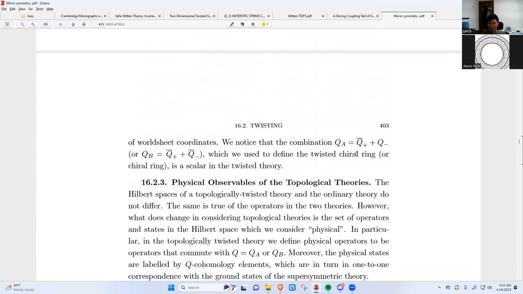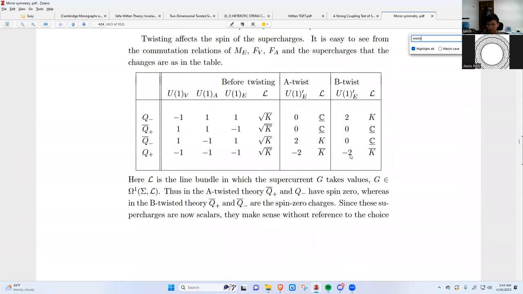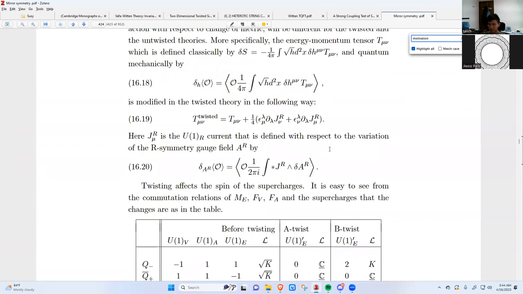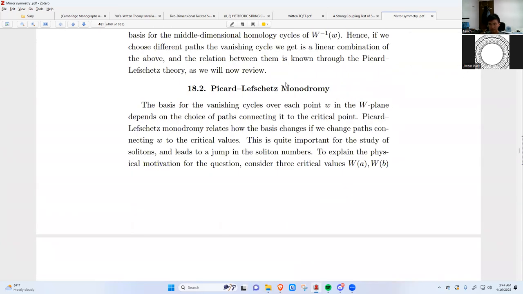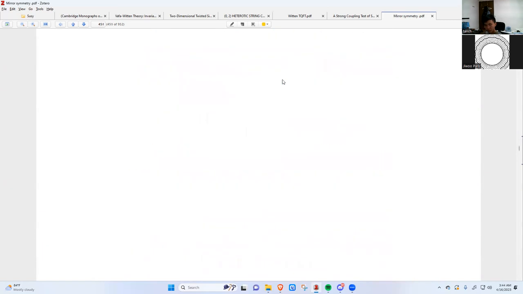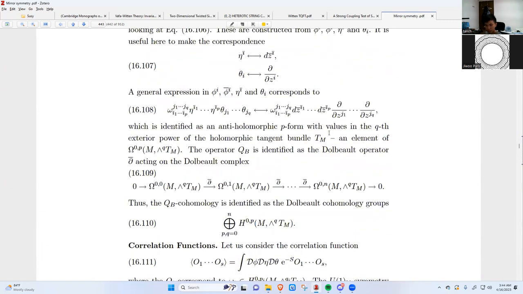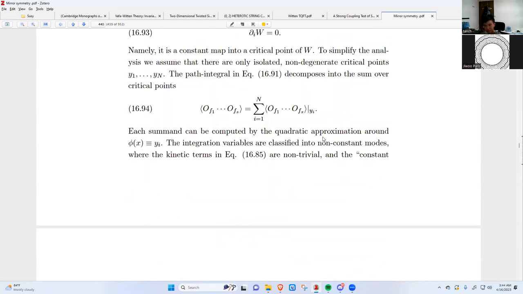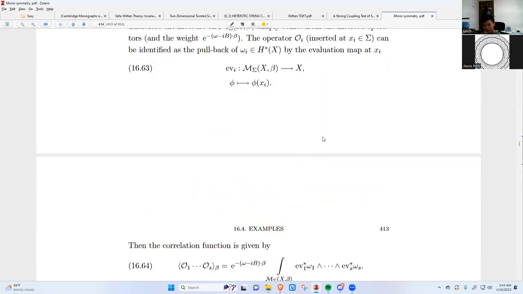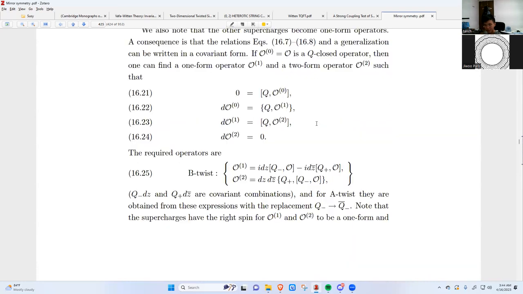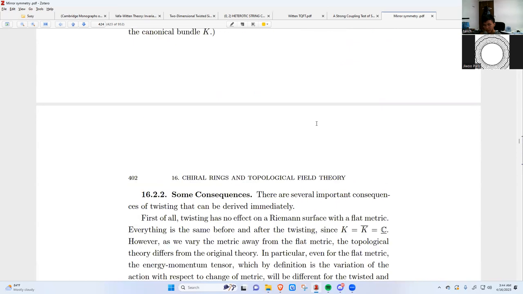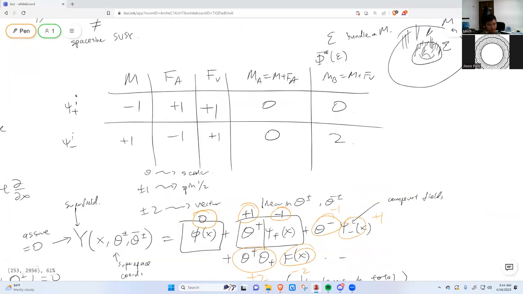Well, I did remember somewhere when they talked about motivation. Let me just search the word motivation. Let me try to find it. Give me a bit of time. Or do you want to start talking about the spinor bundles while I look?